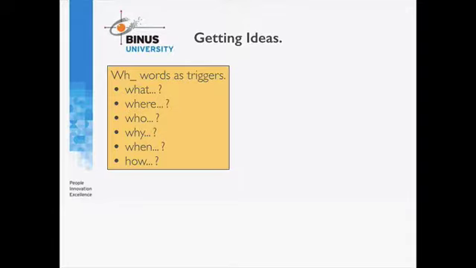So if, for example, you are asked to talk about a song, then of course what is the song about? What do the words of the song say? Where did you find this song? Who sang the song? Why do you like this song? When do you listen to this song? When was this song recorded? How do you feel about this song? How do other people feel about this song? So you can see that these WH words are very useful triggers to get a lot more ideas about what to talk about.